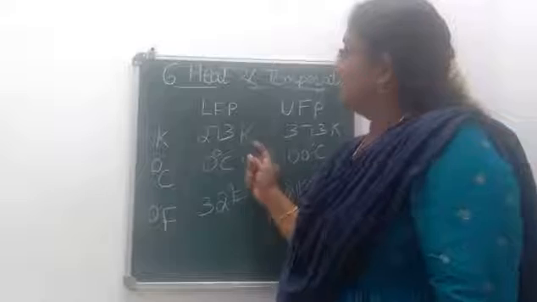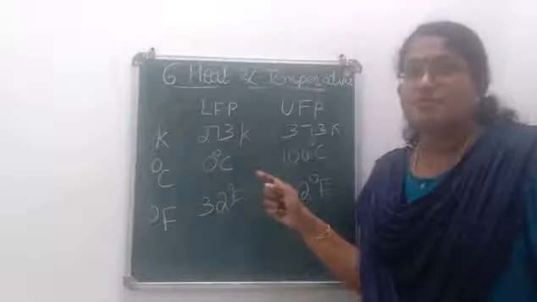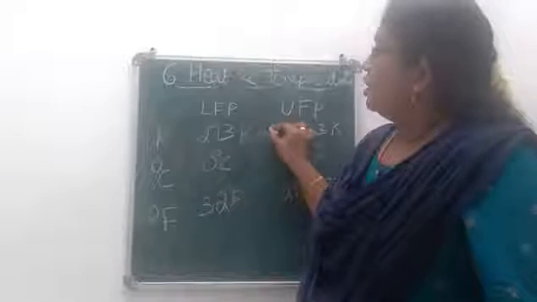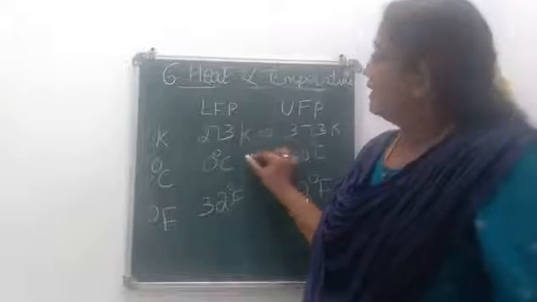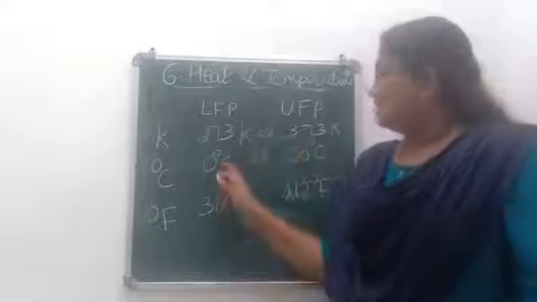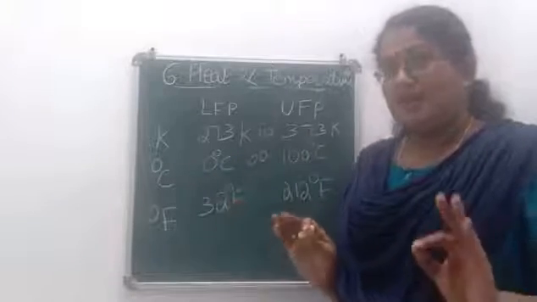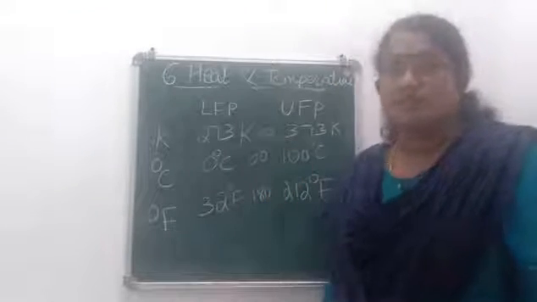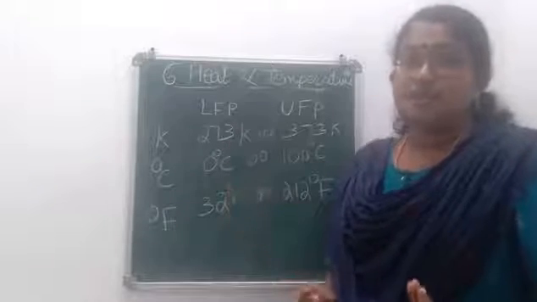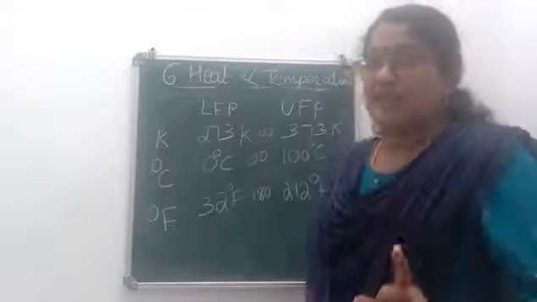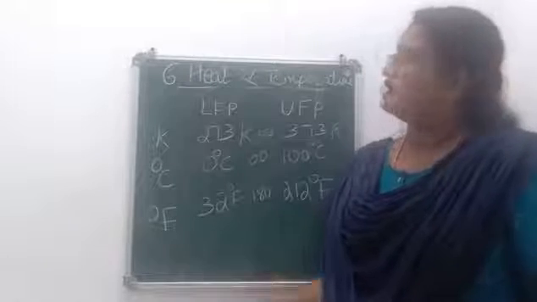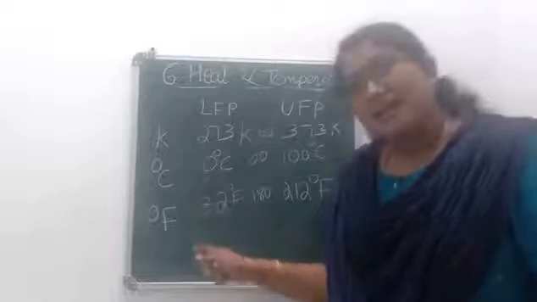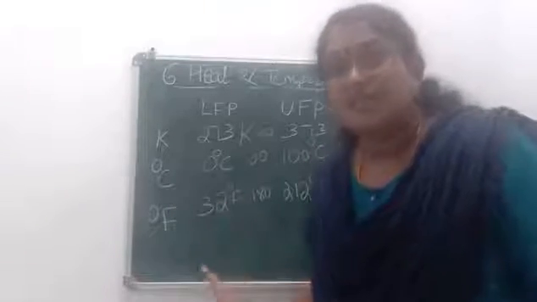Now, when you take the number of divisions between the lower fixed point and upper fixed point, here it is 100. 273 to 373 means 100 equal divisions. Then 0 degree to 100 degree, here also there are 100 equal divisions. Here there will be 180 divisions. Between the lower fixed point and upper fixed point, there are only 100 divisions in the Kelvin scale and degree Celsius scale. But when you are taking the Fahrenheit scale, there will be 180 divisions.